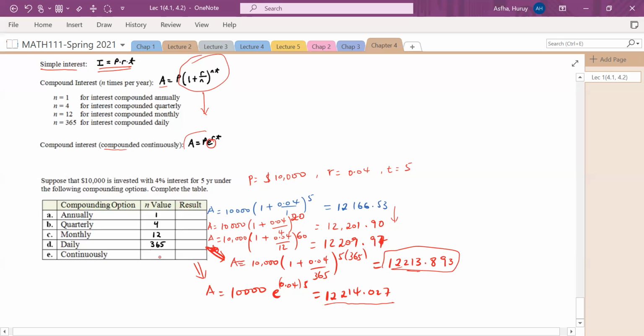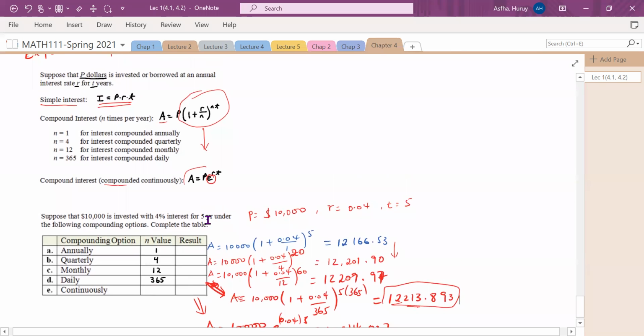So this is one of the applications of this special number e, and of course it can be used in many other applications. All right, so this is all for today, and see you in the next lecture.